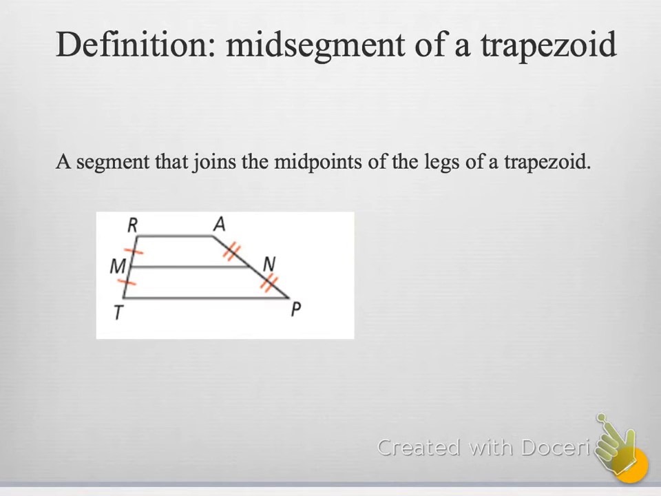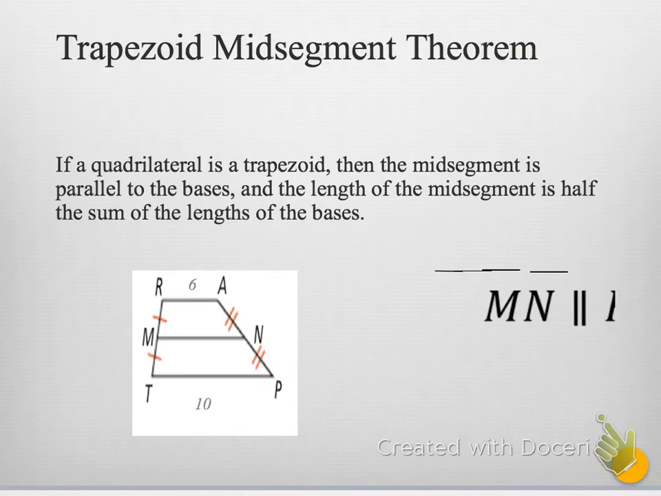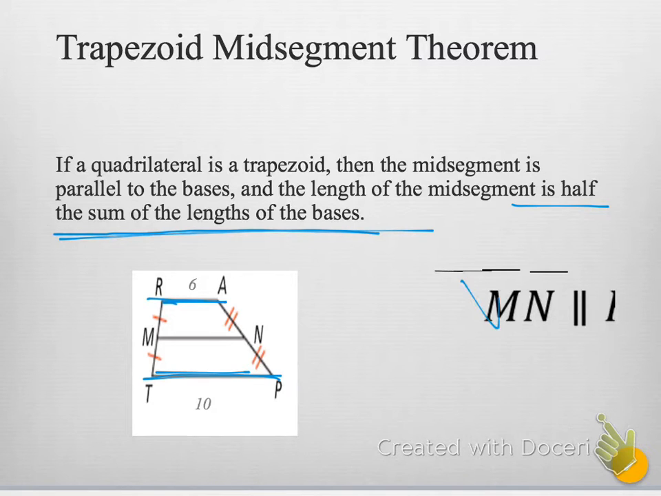Mid-segment of a trapezoid. So the mid-segment is that weird little segment in here that last time we said was always half of whatever the big segment is. This time it's a segment that joins the midpoints of the legs of a trapezoid. So the mid-segment theorem: if a quadrilateral is a trapezoid, then the mid-segment is parallel to the bases, the bases being the two sides that are parallel, and the length of the mid-segment is half of the sum of the length of the bases.